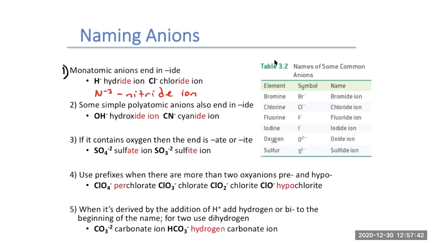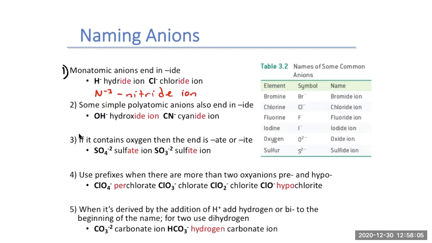So if it's an element by itself, IDE. If it's a simple polyatomic ion, that ends in IDE as well. So if it has just a -1 charge, if it's 2 atoms together, like OH- is hydroxide, CN- is cyanide. You can see they end in IDE.